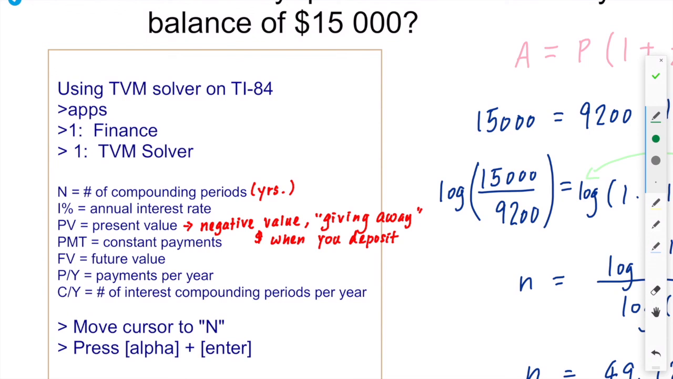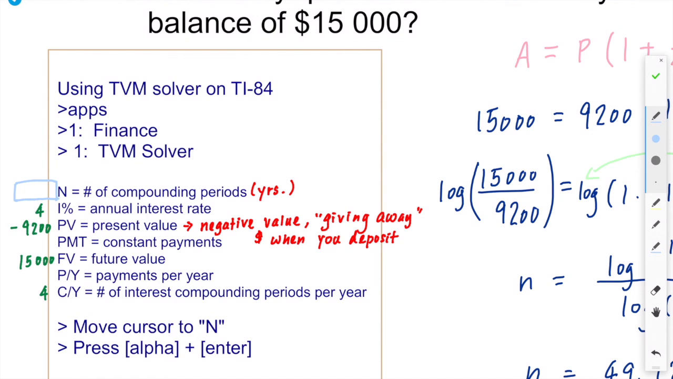So let's write this down. Annual interest rate is 4. Present value is negative 9,200. Future value, 15,000. And then number of interest compounding periods per year, it's 4 for quarters. Okay. And then because you're looking for N, you're going to move your cursor to this field and then press alpha enter. That should give you the same answer as what you have calculated by hand.